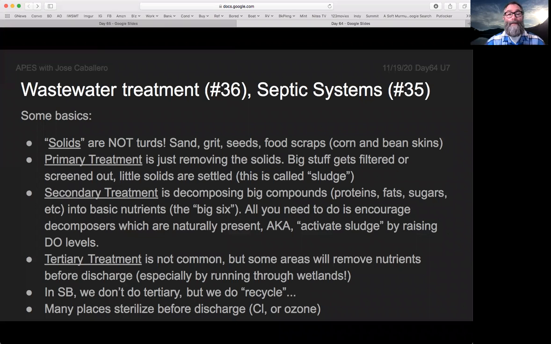Okay, I want to go review wastewater treatment before we talk about septic systems because there's a lot of overlap. It's just conceptually lined up a little differently.